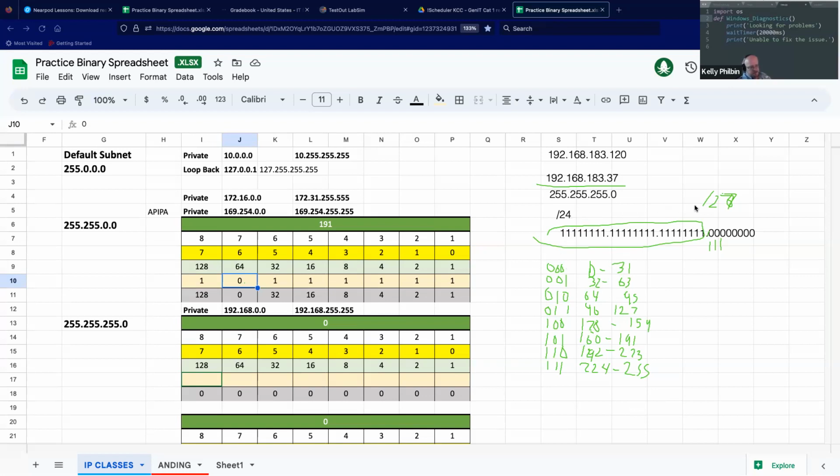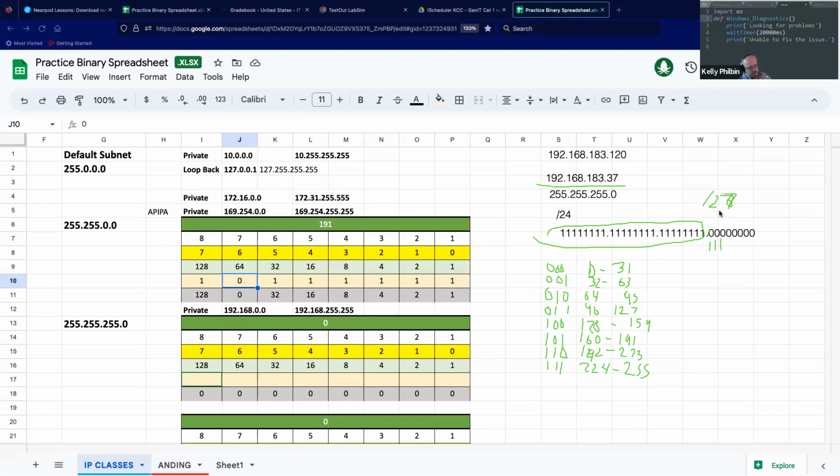So for every number we go up, we double the number of networks and we cut the number of spots in half. Remember, /25, which is one above the /24, our standard class C: two networks, 128 spots in each network. I go up one more, /26: 4 networks, 64 slots in each network. I go up one more, I have 8 networks and 32 slots. Now I have 16 networks and 16 spots in each network.